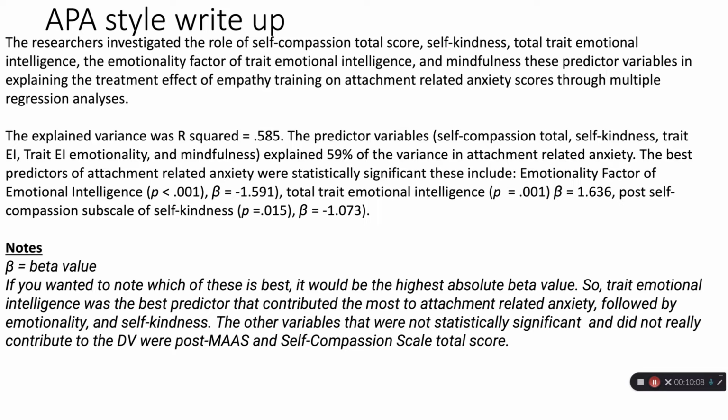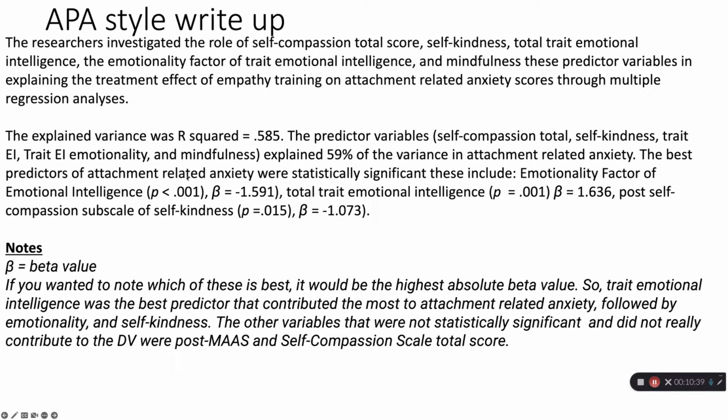And we would say something along the lines of: the researchers investigated the role of self-compassion total score, self-kindness, trait emotional intelligence total, the emotionality factor of trait emotional intelligence, and mindfulness, to see if these predictor variables explain the treatment effect of empathy training on attachment-related anxiety scores through multiple regression analysis. The explained variance was R squared equals 0.585. So the predictor variables explain 59% of the variance in attachment-related anxiety.